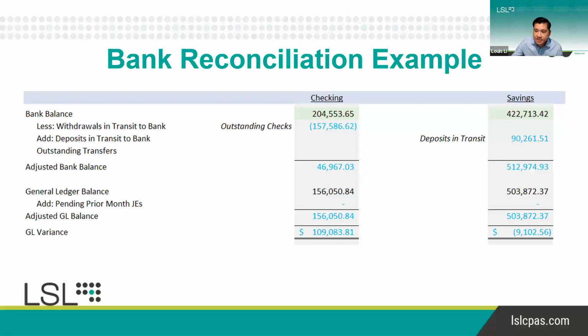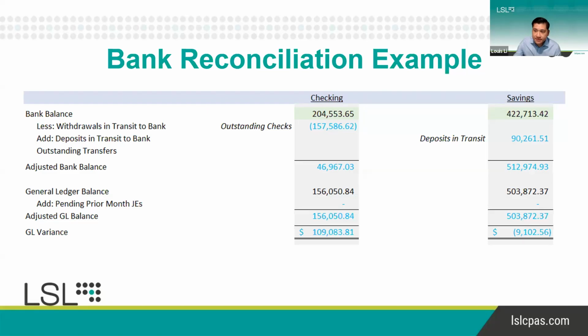And your adjusted GL balance for the checking account would be 156,000 and some change. And then same thing for the savings account. If there are any prior period months JEs, then it would affect your adjusted GL balance, but there are none. So for the savings account, there's a GL balance of 503,000.